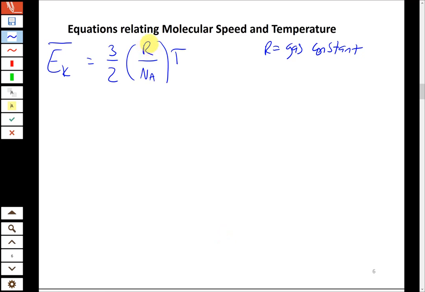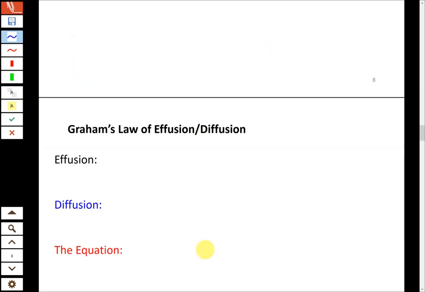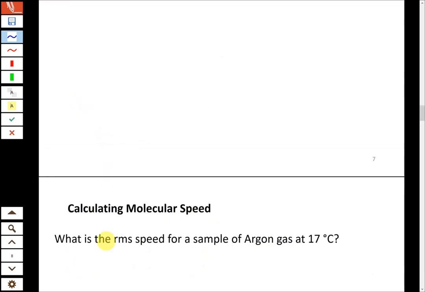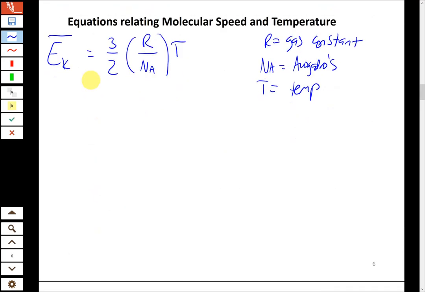And then N_A is Avogadro's number, so we're talking about the average kinetic energy for a single gas molecule. R is per mole, so if we divide by Avogadro's number, that'll give us the average for one. And then T is the temperature. Okay? But again, we don't need to know the exact equation. We're not going to use this exact equation, but the important part is that it's proportional to temperature. If you increase the temperature, the average kinetic energy will increase linearly with temperature.